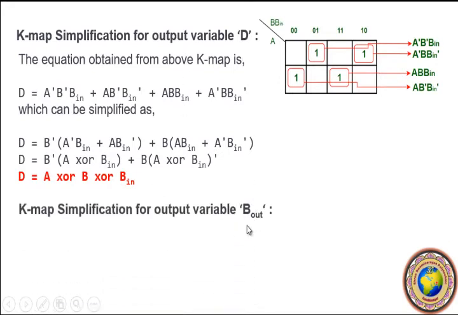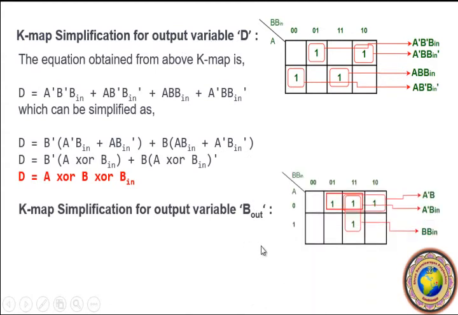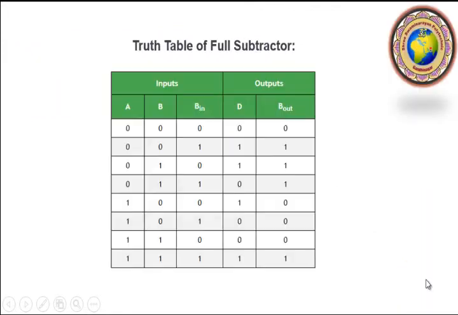And next is our B out. For B out, our Karnaugh map is this. Here also there are 4 possible combinations having output 1. See here, this is 1, 2, 3 and 4. So this combination, this combination and the last ones, all 4 combinations give output 1.